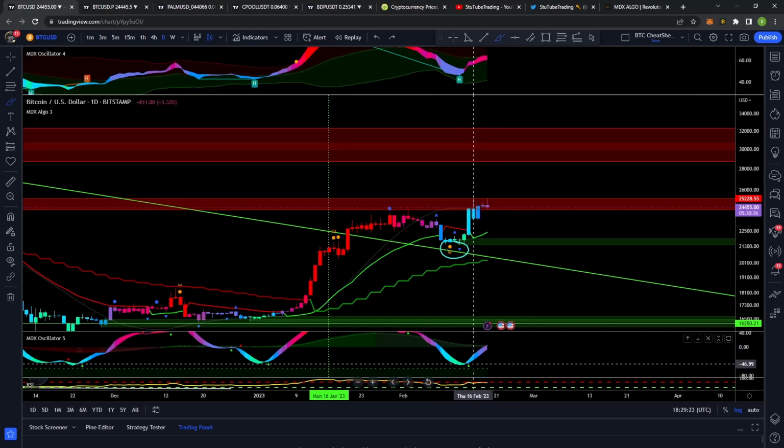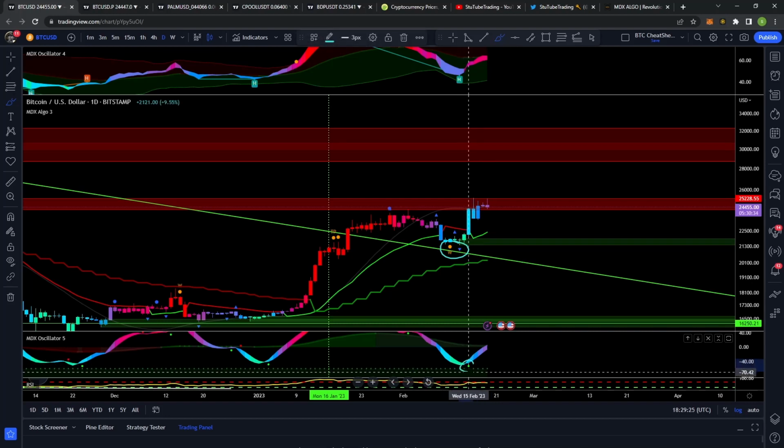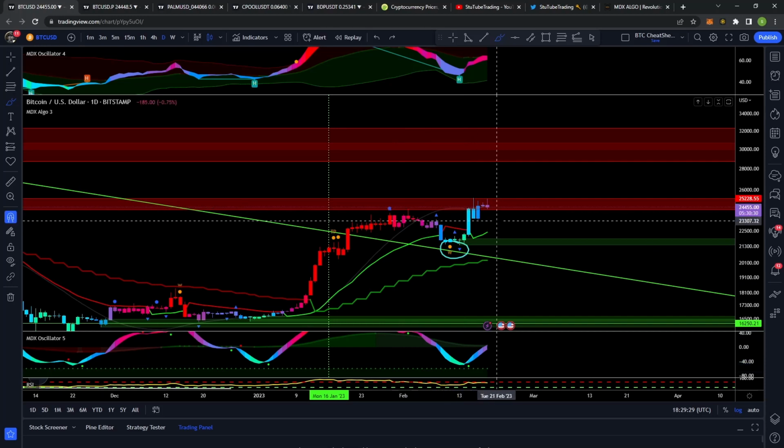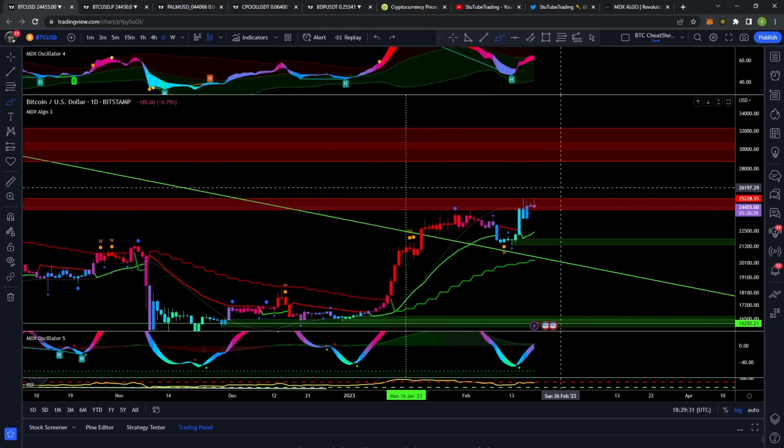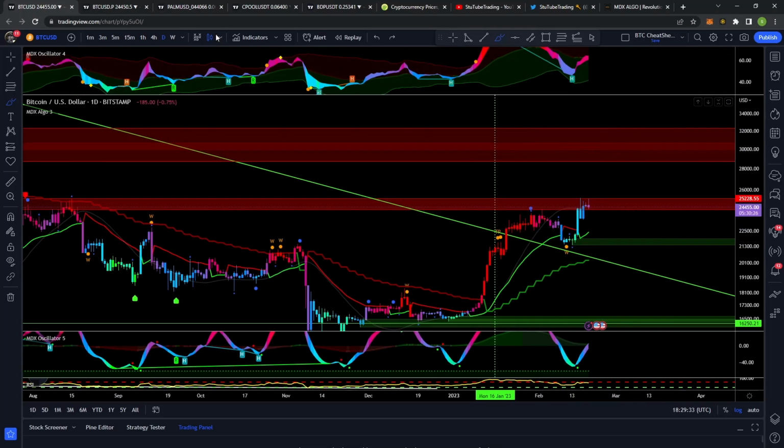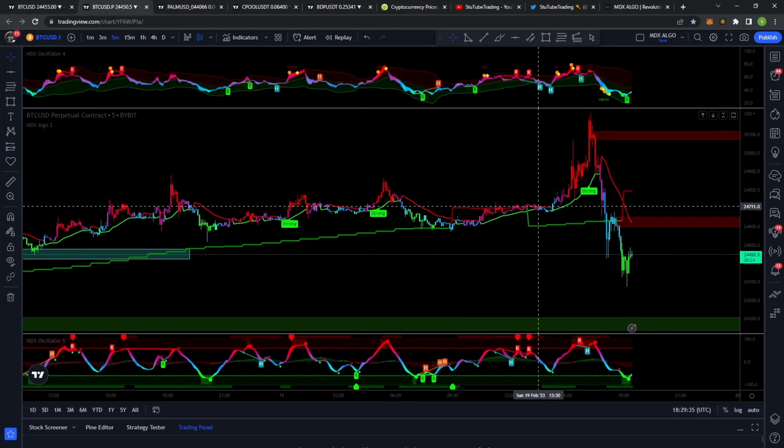And then the oscillator 5, it was just a little green dot here, but just a little bit of a warning that there might have been some bullish pressure there. So I'm really liking the look of that. Just going to hop over to some more degenerate time frames.